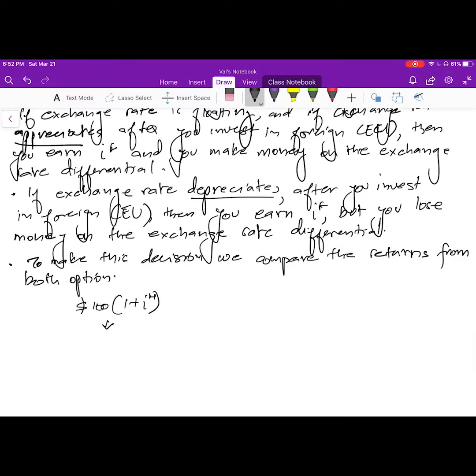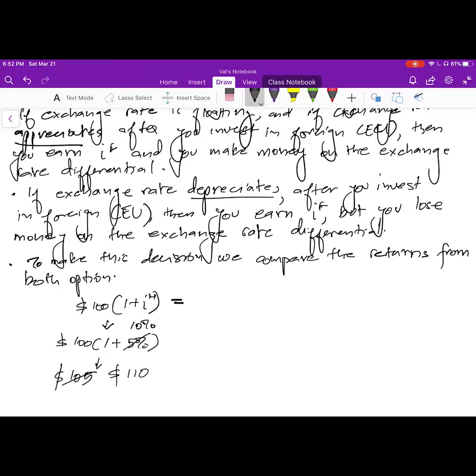So if the interest rate is 5% and you invest for 1 year, you're going to essentially say 1 plus 5%, and you're going to end up with $105, right? Very commonsensical, very basic, right? If the interest rate is 10%, then you end up with $110, right? Very basic, okay? The foreign piece gets a little bit tricky.